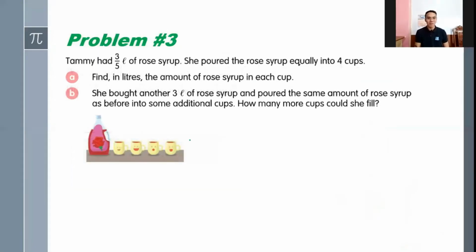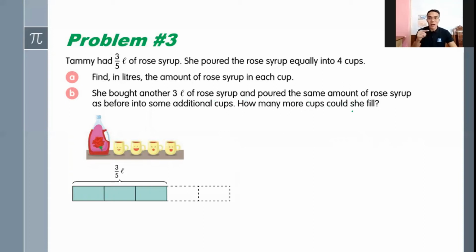Problem number 3. Tammy had 3/5 liters of rose syrup. She poured the rose syrup equally into 4 cups. Here's the picture. Find in liters the amount of rose syrup in each cup. She bought another 3 liters of rose syrup and poured the same amount of rose syrup as before into some additional cups. How many more cups could she fill?